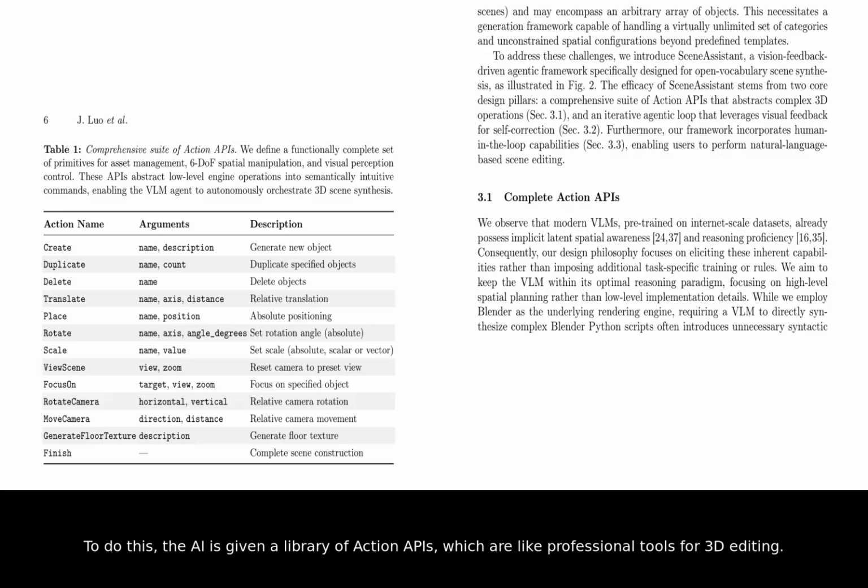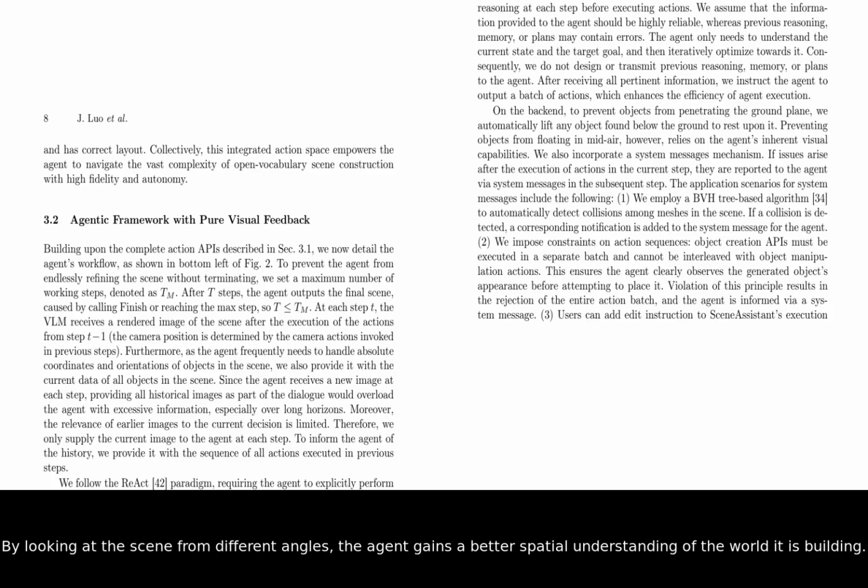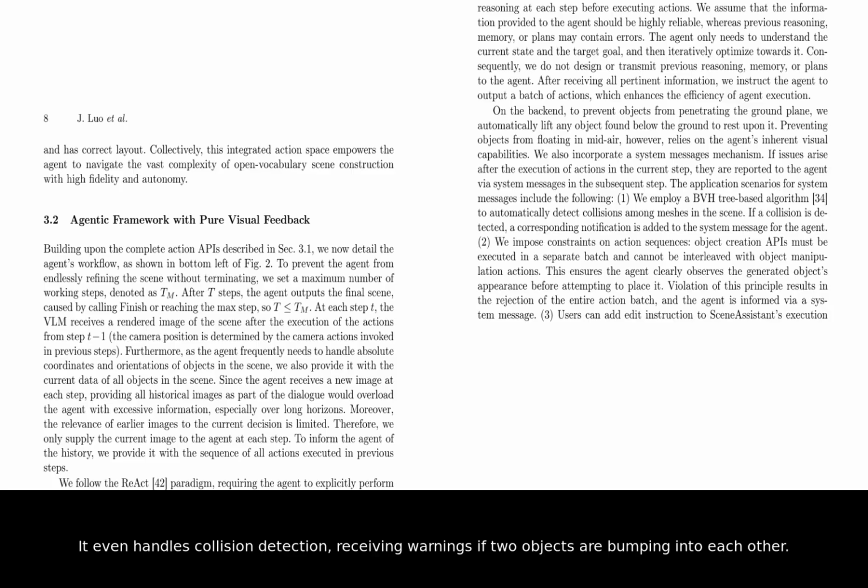To do this, the AI is given a library of action APIs, which are like professional tools for 3D editing. These tools allow the AI to create, duplicate, delete, move, rotate, and scale any object it needs. This system uses a vision language model, which acts as the brain that understands both text instructions and visual images. By looking at the scene from different angles, the agent gains a better spatial understanding of the world it is building. It even handles collision detection, receiving warnings if two objects are bumping into each other.